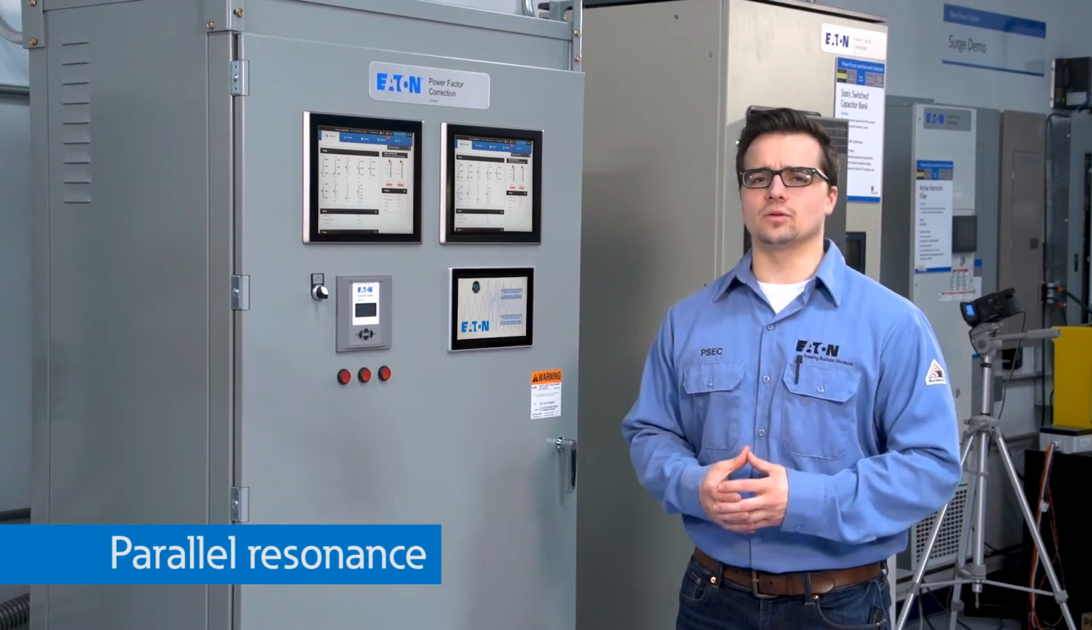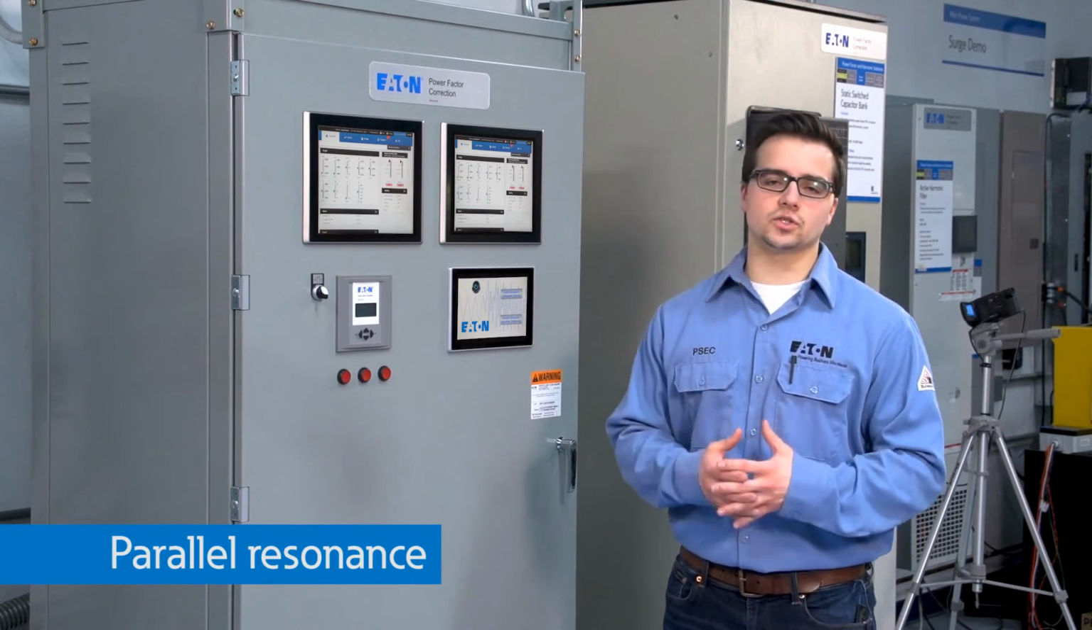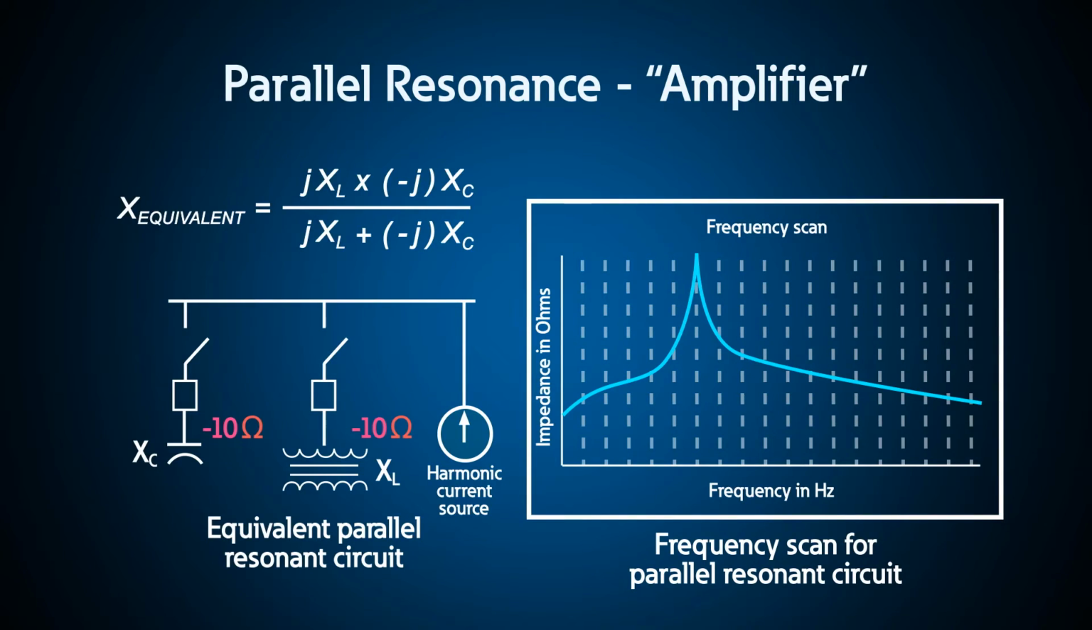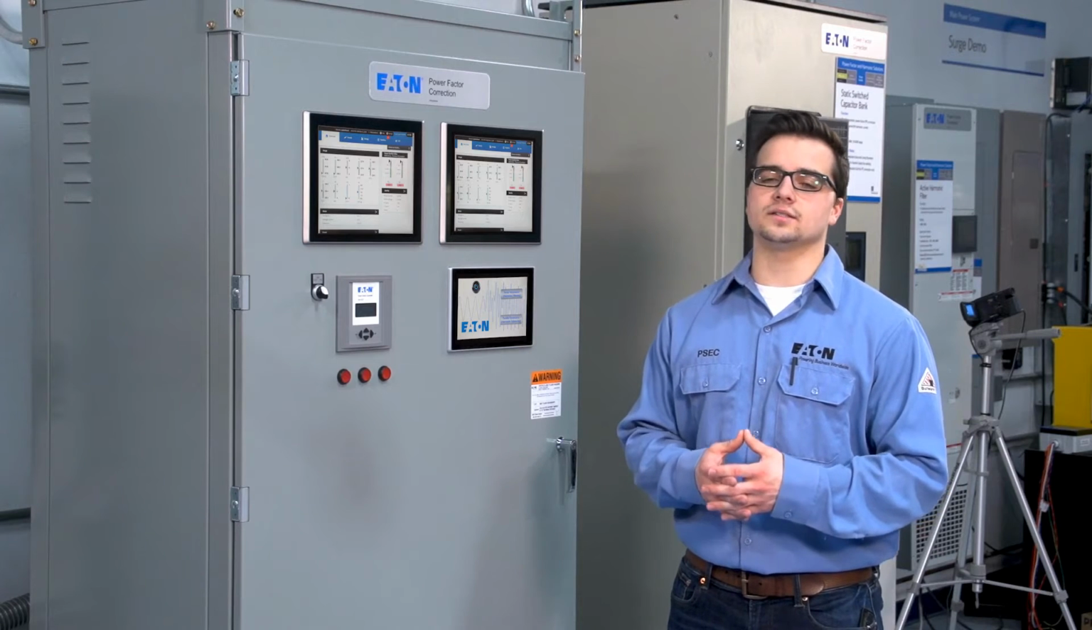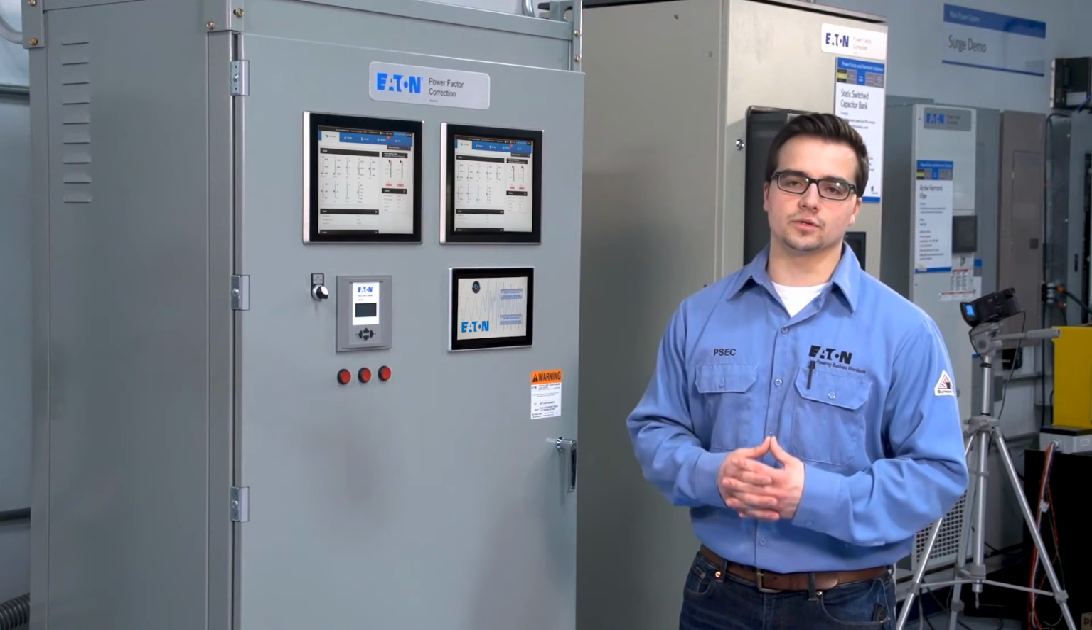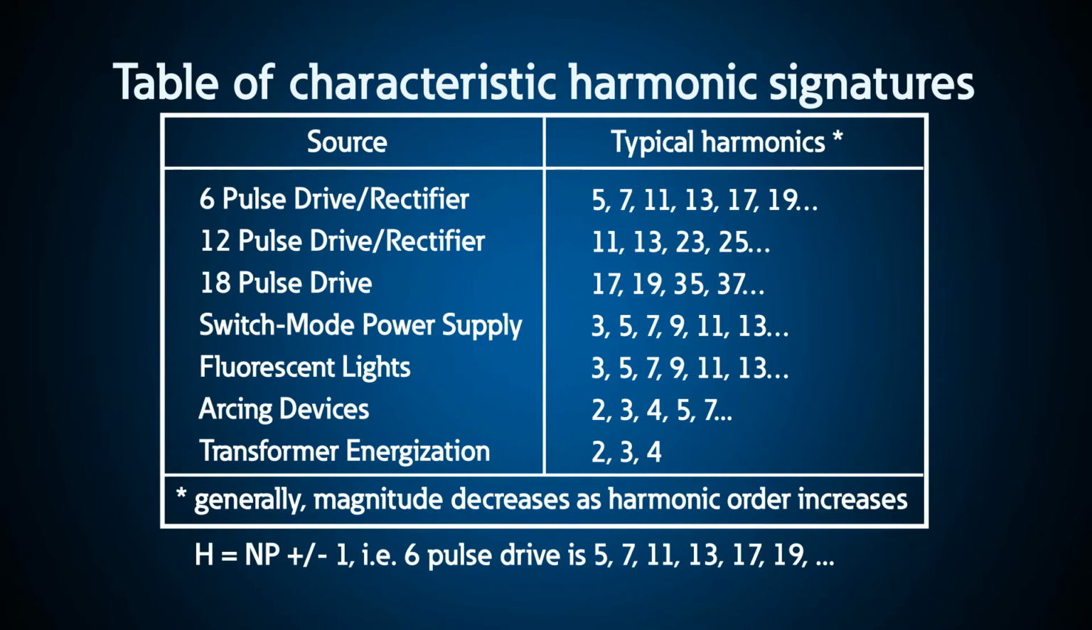Now, let's talk about parallel resonance. Parallel resonance is usually much more destructive and problematic. Parallel resonance occurs when an inductive component is in parallel with a capacitive component on a power system from the perspective of a harmonic source. The typical situation that causes parallel resonance is simply applying power factor correction capacitors on a system where the main transformer and the capacitor are in parallel from the point of view of variable frequency drives or other harmonic producing loads.